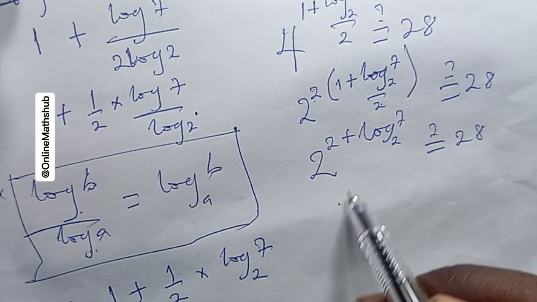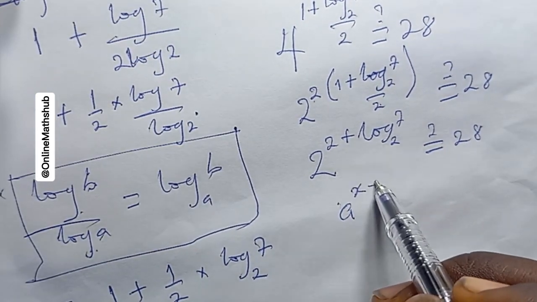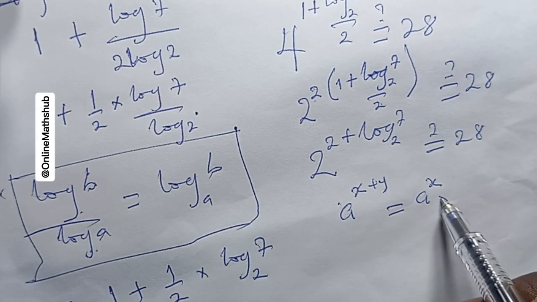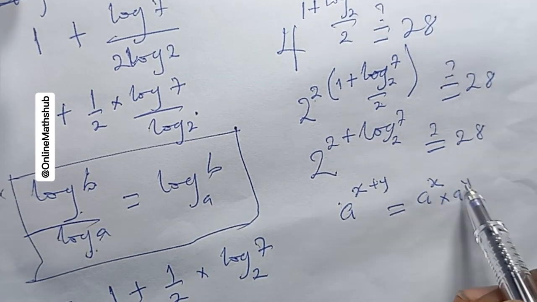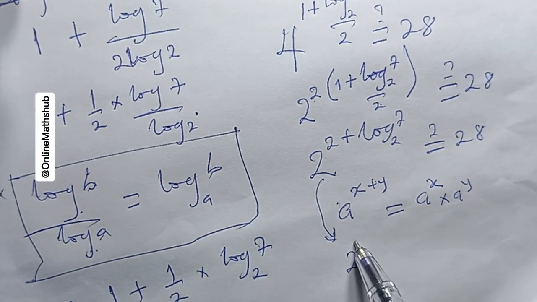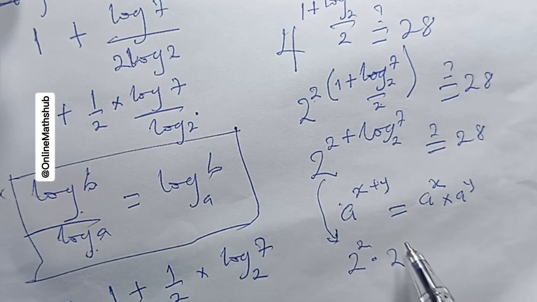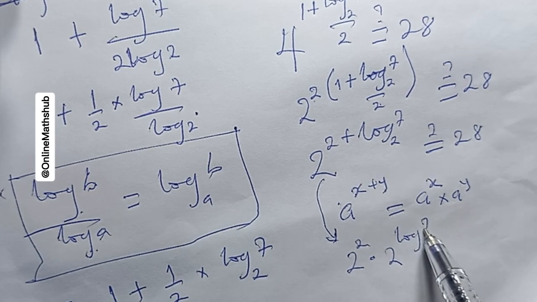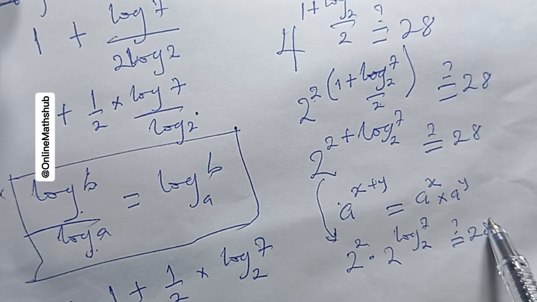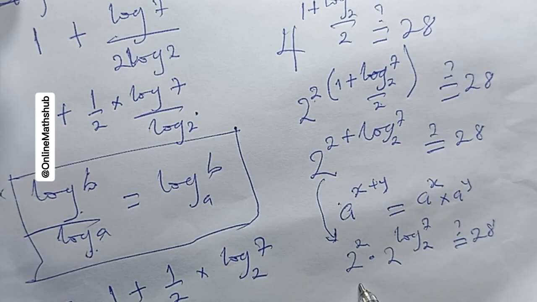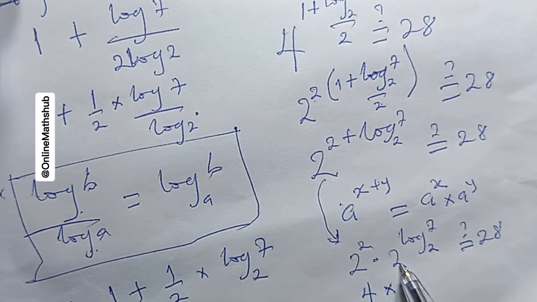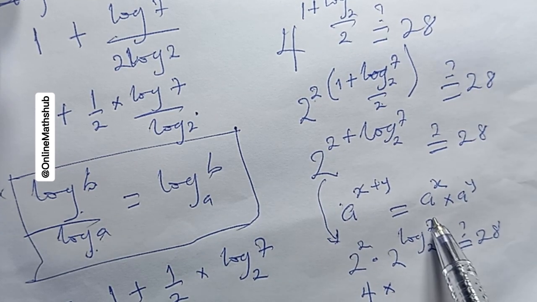Okay, so this is now in the form of a power x plus y, which of course can be expanded as a power x multiplied by a power y. So that's the rule I'm going to use to expand this. So I'm going to have 2 power 2 multiplied by 2 power log 7 base 2, and then will this be equal to 28? So 2 power 2 here is equal to 4 multiplied by 2 power log 7 base 2.